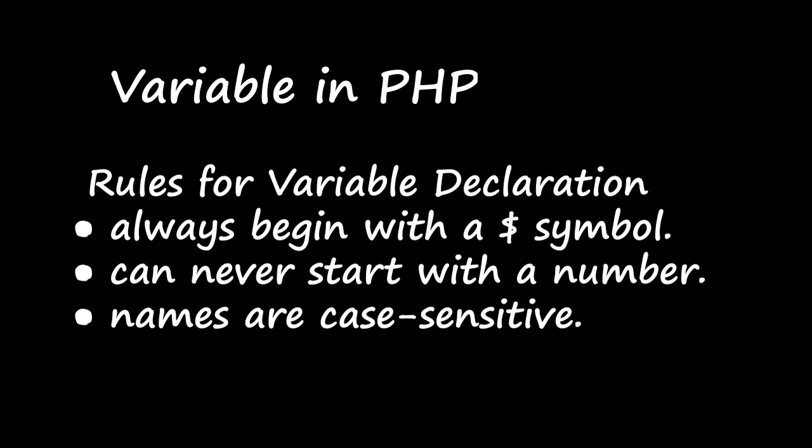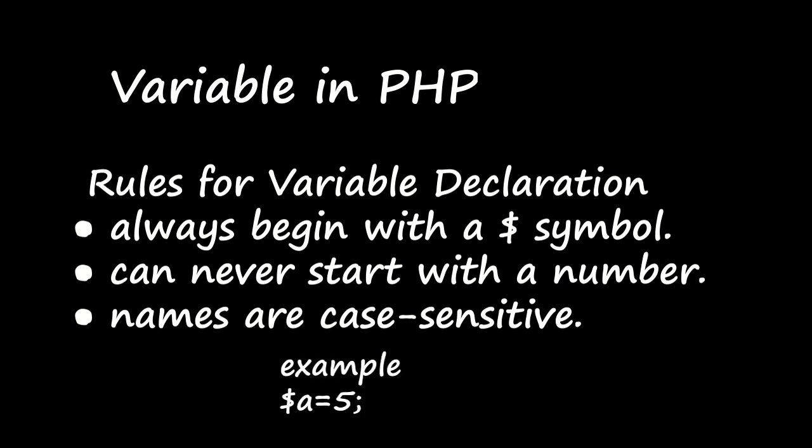Okay, now they have given some more basic rules for variable declaration. The variable name must always begin with the dollar symbol. This we saw there itself. Then a variable name can never start with a number. Then variable names are case sensitive. Okay, let's see an example for this.